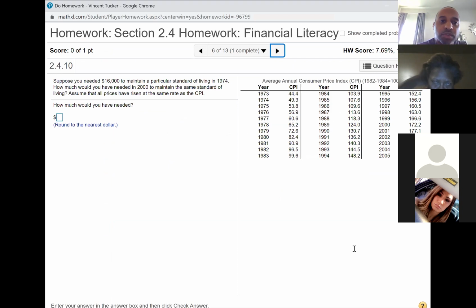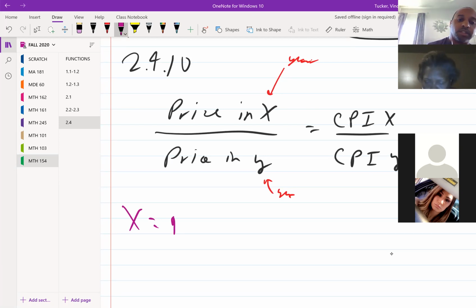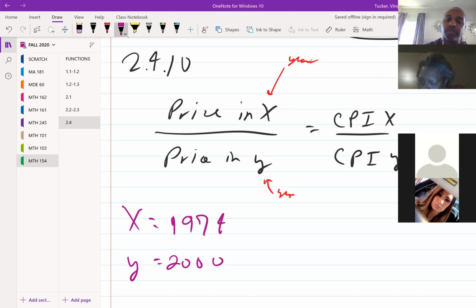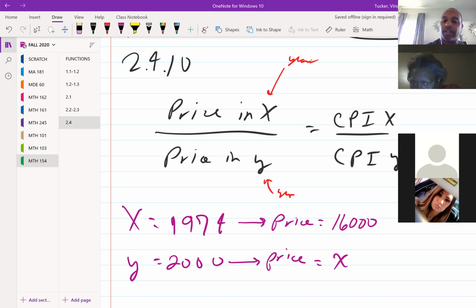Suppose you need $16,000 to maintain the standard of living in 1974. So the price in 1974 that we used was 16,000. Let me go back to my notes. Let's call X 1974, and then we'll call Y 2000. Now the price in 1974 was 16,000. The equivalent price in 2000 is what we don't know. We can just call it price P because we already have X and Y involved.